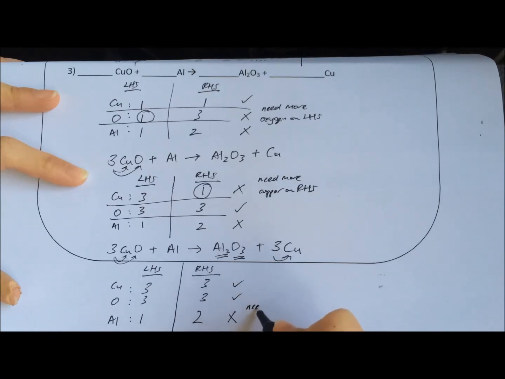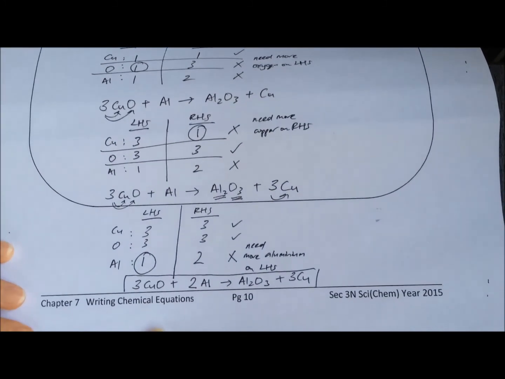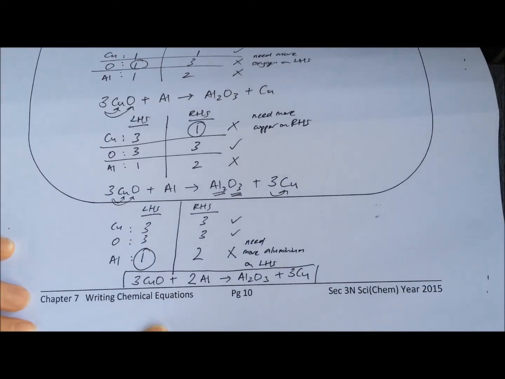And we need more aluminium on the left. So what number do you think we should put in front of aluminium on the left? Can you guess? Okay, so if you guessed it right, you will add a number 2 in front of Al. So you get 3CuO plus 2Al, arrow Al2O3 plus 3Cu.